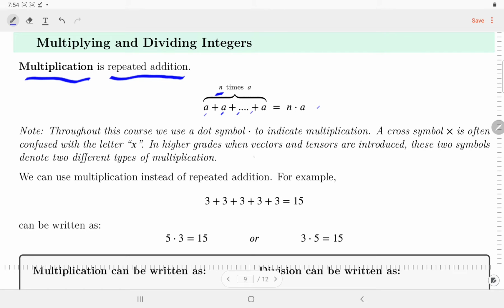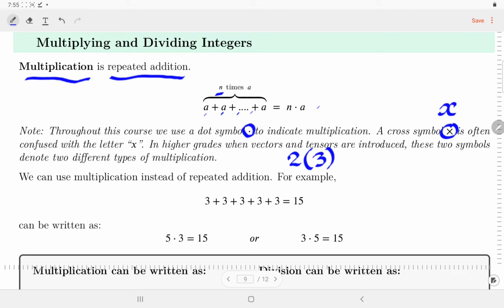There are a few different ways to represent multiplication. We can use a little dot. We can use a cross. However, this can be confused with variable x. We can also use brackets. For example, 2 times 3.